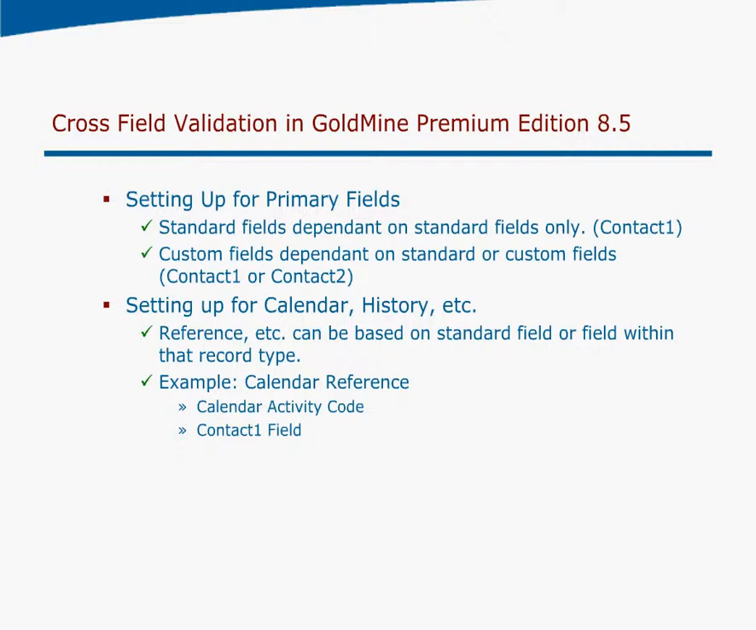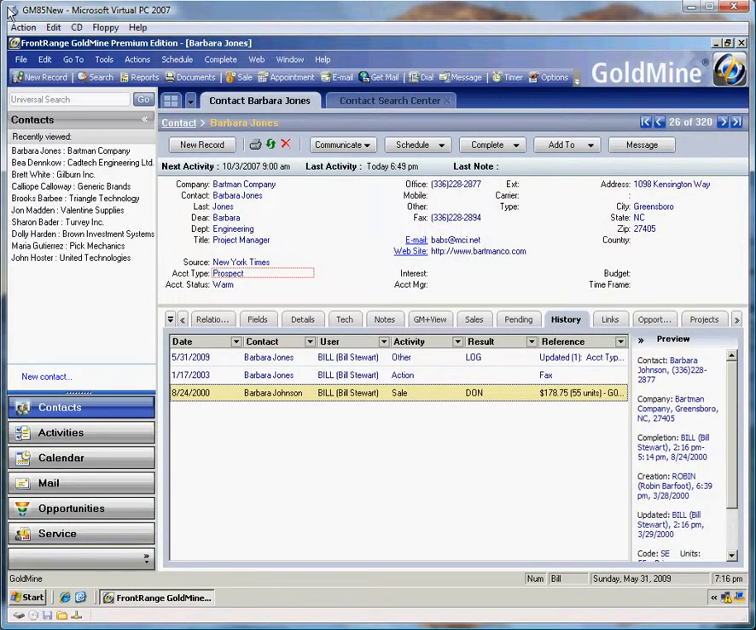Now, we can also set up cross-field validation for fields when we schedule activities or complete activities, or we add a linked document, for example. These can be based on another field within that same record type. So, for example, if I want to change my calendar reference, I can change my calendar reference field lookup based on a calendar activity code, so another field within that calendar table, or based on a field within the Contact 1 table. So let's look at how we can implement cross-field validation in GoldMine Premium Edition 8.5.